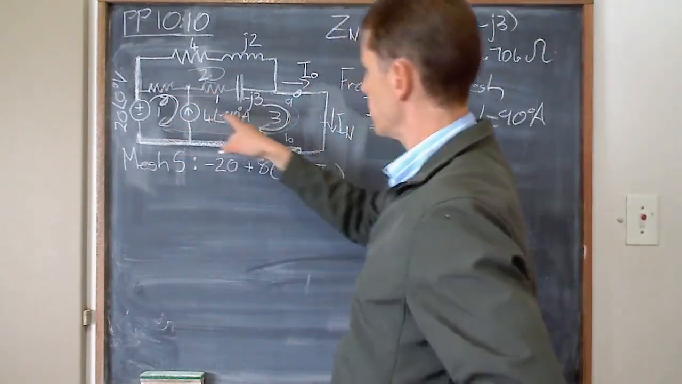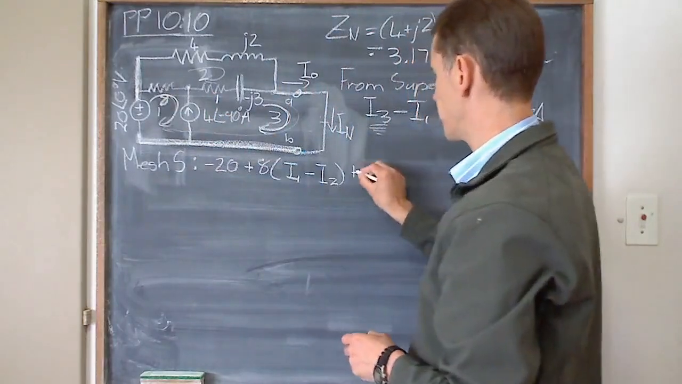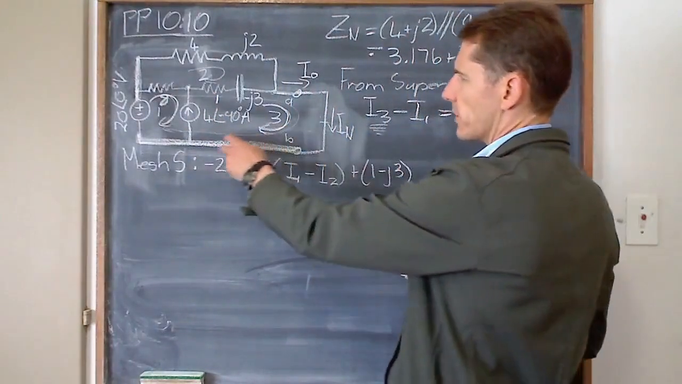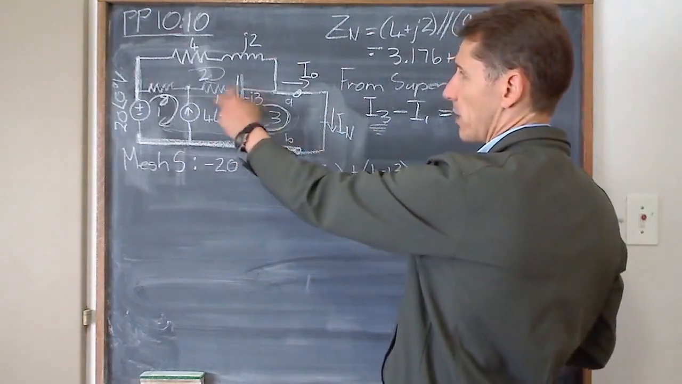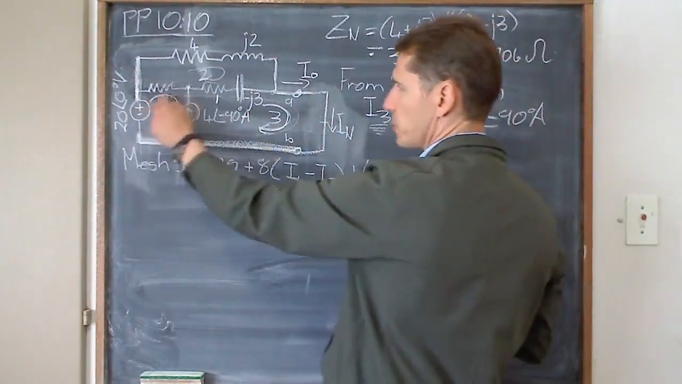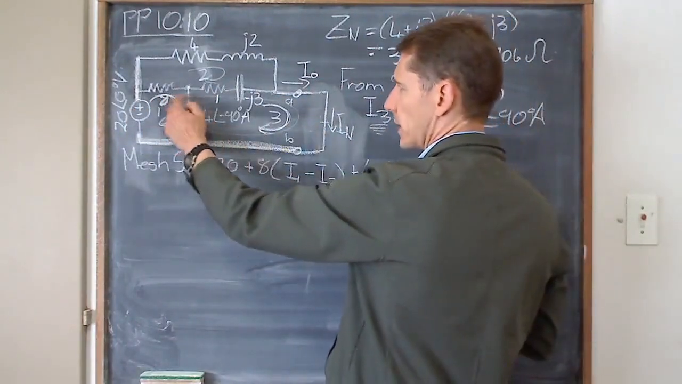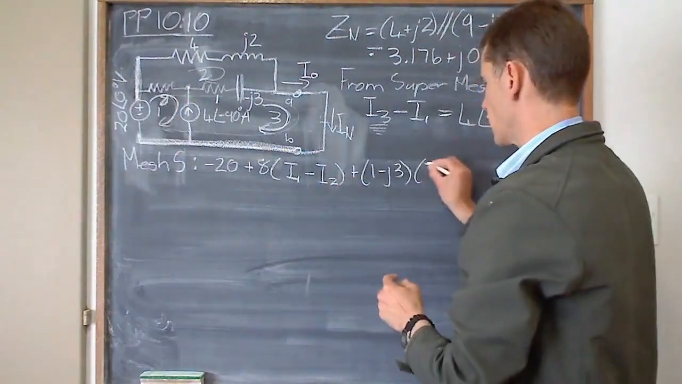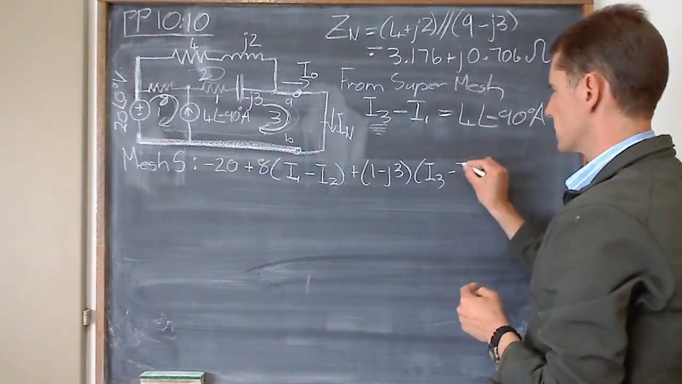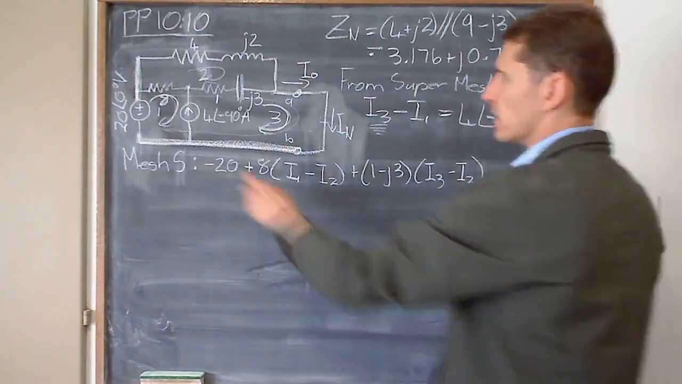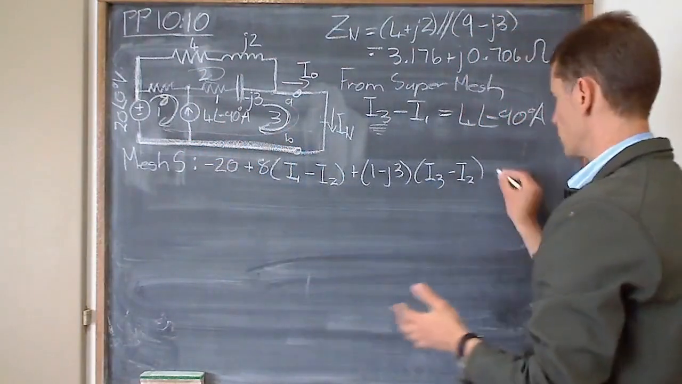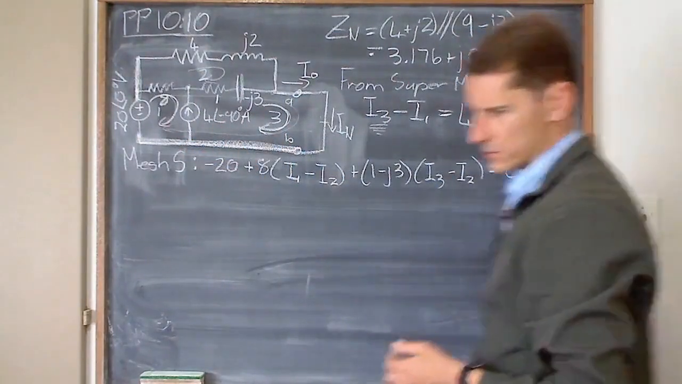Then we're going to go through the 1 minus j3 plus the 1 minus j3. So what's flowing through that one? I'm now moving in this direction. Remember, I'm in my super mesh now. So it's in the same direction as I3, and going in the opposite direction is I2. Right, going through, that's it. That's the 2. So all of this must equal 0.